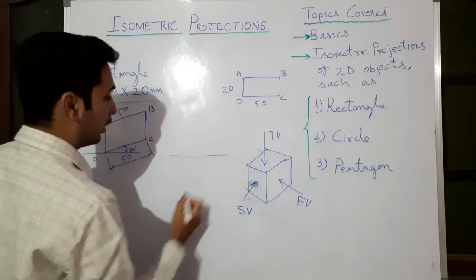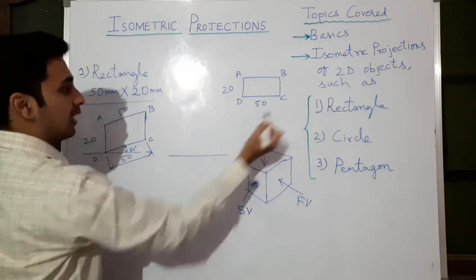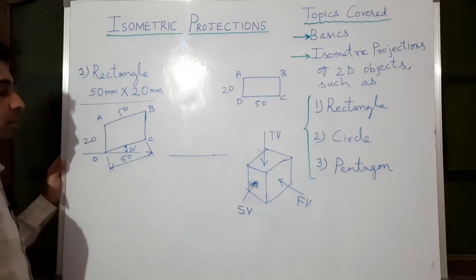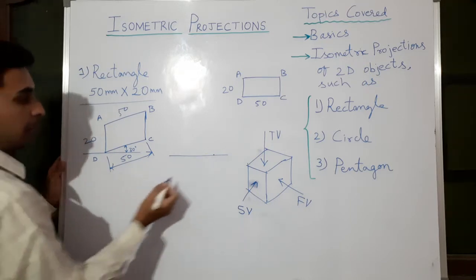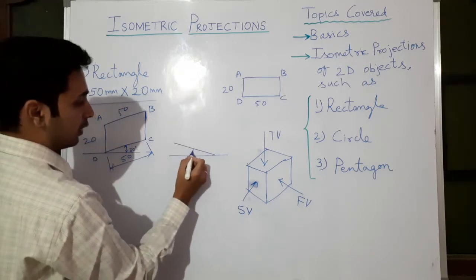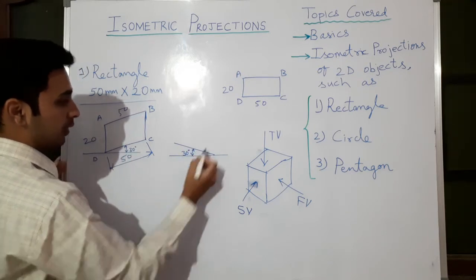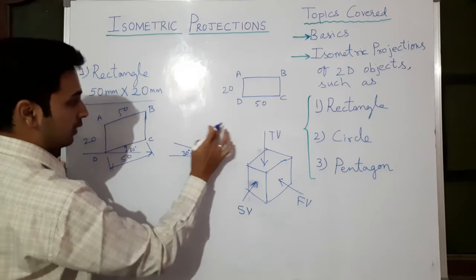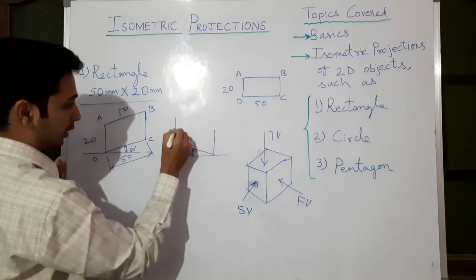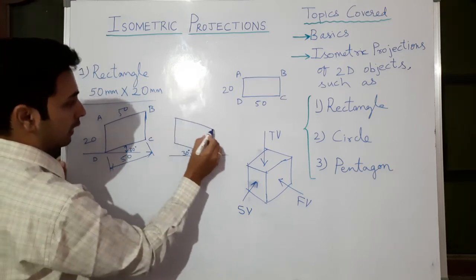The same diagram can also be drawn by taking C as the resting point on the reference line. Here D we have taken. Let us see how the diagram looks. So horizontal lines will always be at 30 degrees, vertical lines will be 90 degrees, like this.